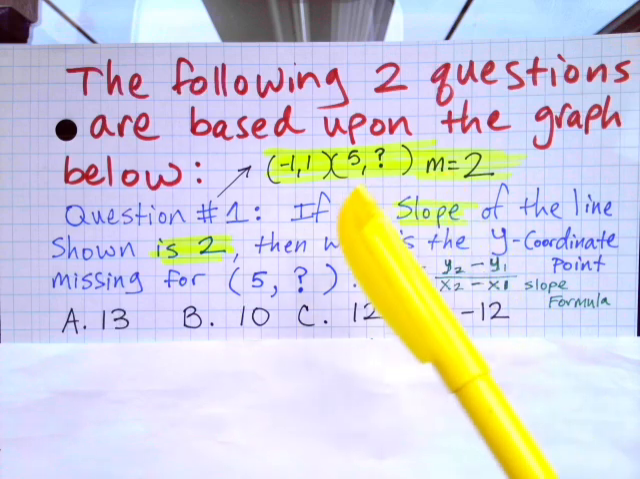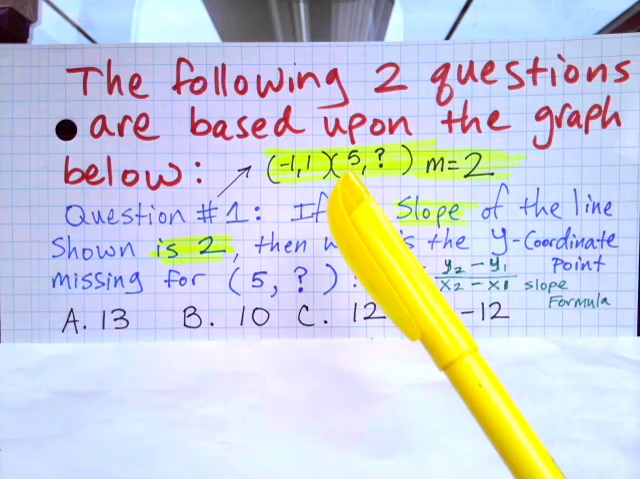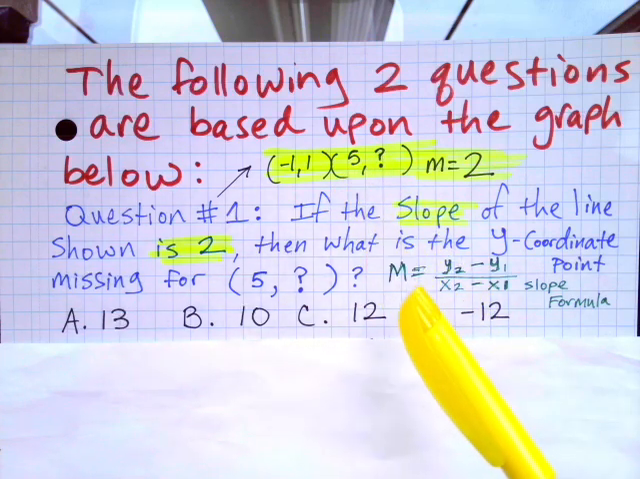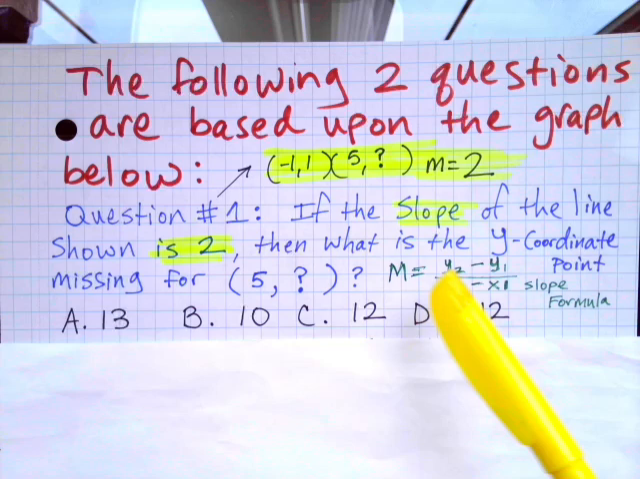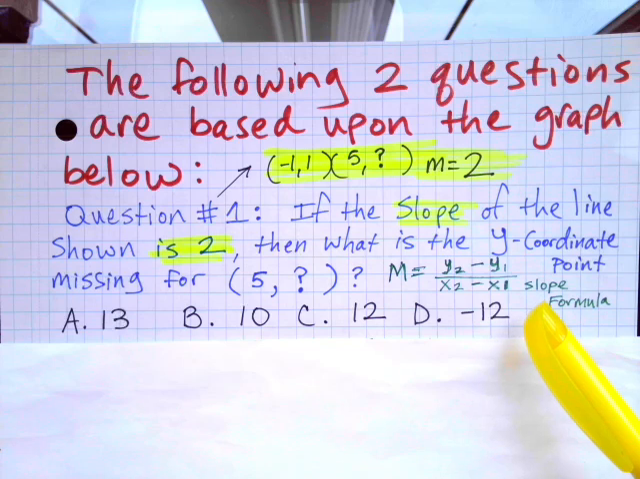I have x1, y1, x2, and my y2 is missing, right? So I have all of the values except one, my y2 value, that I could substitute into the slope formula. And of course, related to the slope formula is the point slope form, or point slope formula, which you could also use.